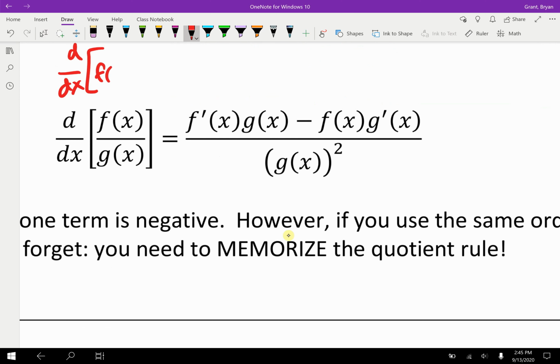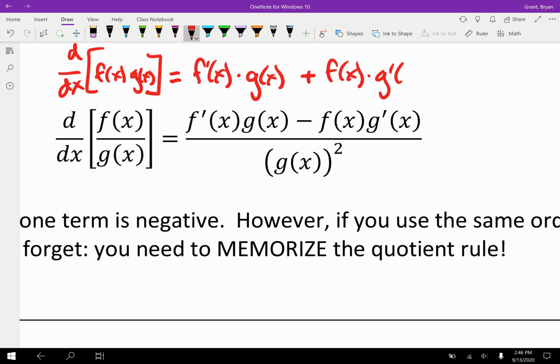So our product rule was f of x times g of x. And look at the similarity. Derivative of the first, keep the second the same, plus, product rule has a plus, first one times the derivative of the second. Look how similar those two are. They're pretty much the same.